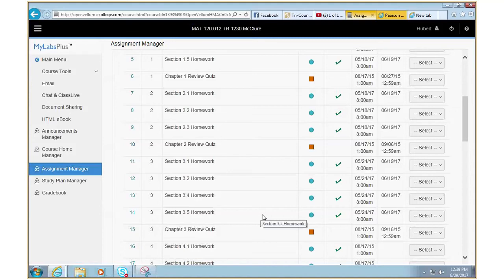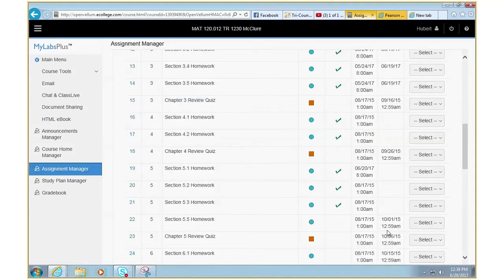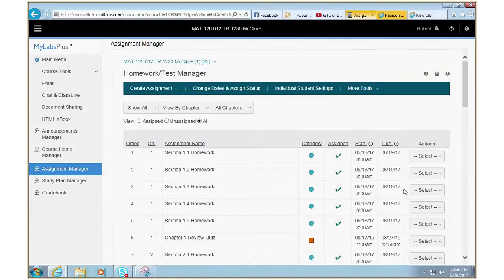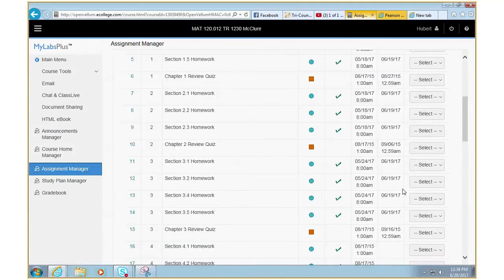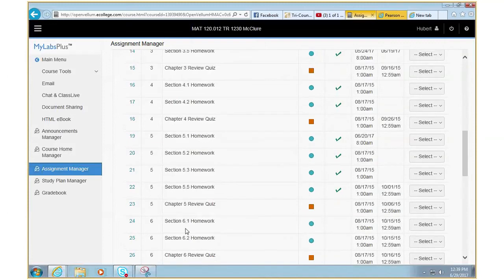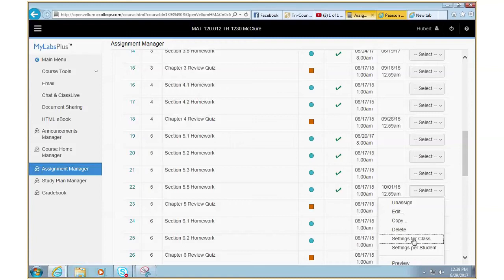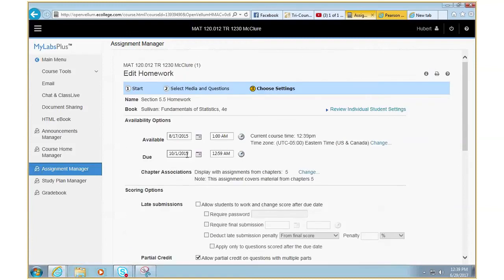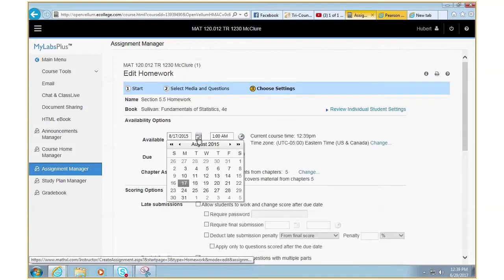And that would be 5.3, and then I'll go ahead and assign 5.5 today. That way it'll be assigned. And we'll go ahead and set settings for class. And what's today? Today is the what? What month is it? 6.